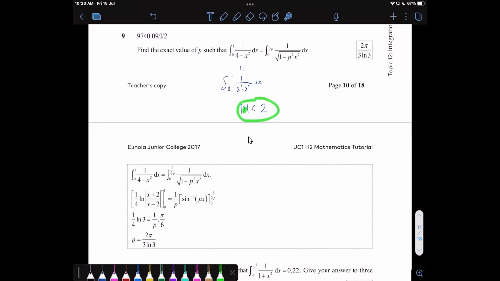What is x? X is actually referring to the limits over here, 0 and 1. Right? X equals 0 to x equal to 1. Is it true? Yes. 0 to 1 is modulus less than 2? Yes, it's true. Therefore, we can use it. If it doesn't obey this less than 2, can we use the formula? Cannot. So what should we do instead?